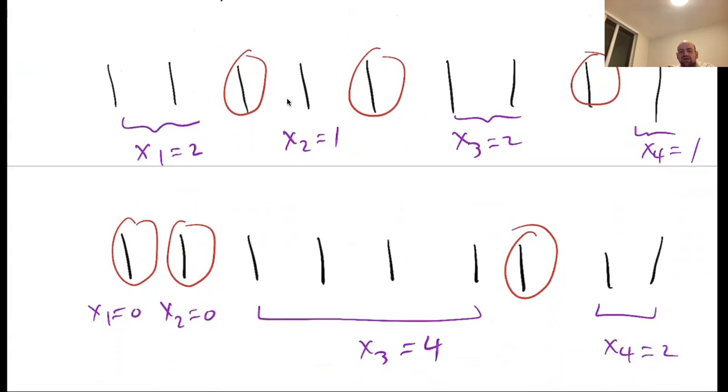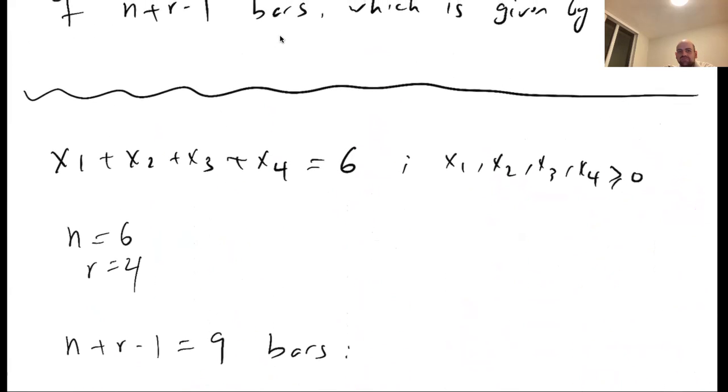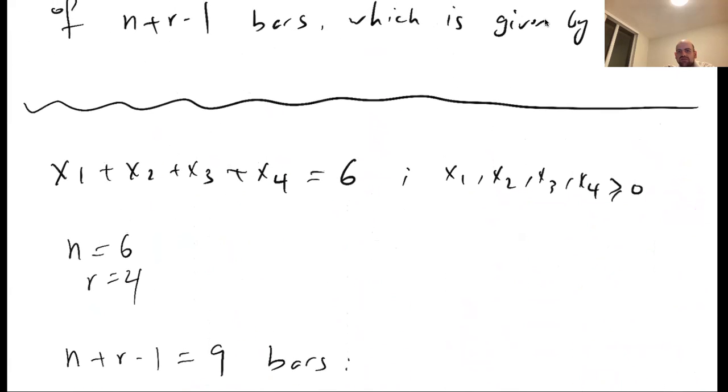For example, previously I started with choosing 3 bars, then I found the corresponding solution. But this time, let's say I start with the solution x1 equals 2, x2 equals 1, x3 equals 2, x4 equals 1. Then this solution will correspond to one choice of 3 bars out of 9 bars. How so? If x1 is 2, then the first selected bar is going to be in the position x1 plus 1, according to what we said here.